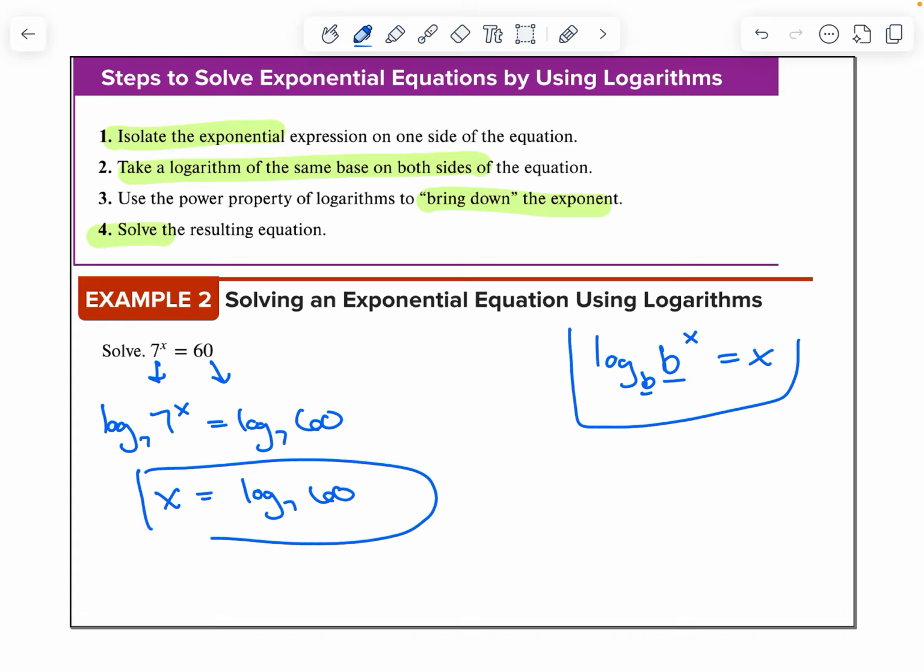We could type that in our calculator if it asked us to actually evaluate it, or write it as common logs or natural logs. If I wanted to type it in my calculator, I could type it as log 60 over log 7 and get a decimal. I'm just going to leave my answer just like this. That answer is going to be perfectly fine in MyLab and in Alex.